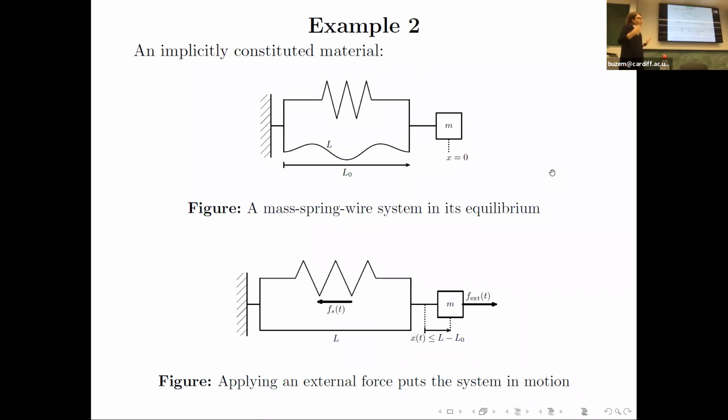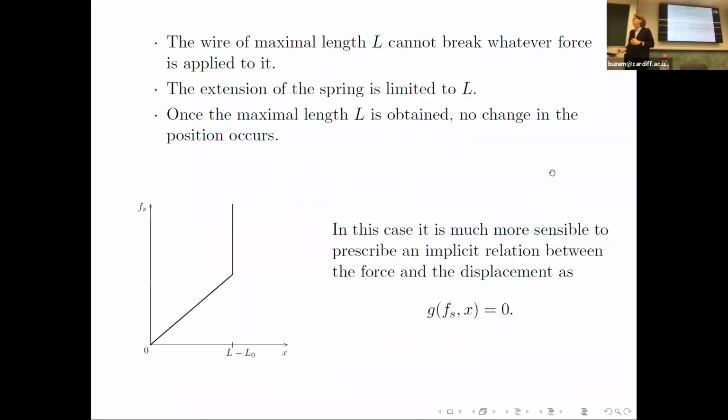I continue increasing the external force, and the force in the spring increases, but only up to the point when I reach the maximum length of the wire. After that point, even though I increase the external force, nothing will happen to my mass. It cannot move any further, right? So in this case, it is much more sensible to prescribe an implicit relation between the force and the kinematics.